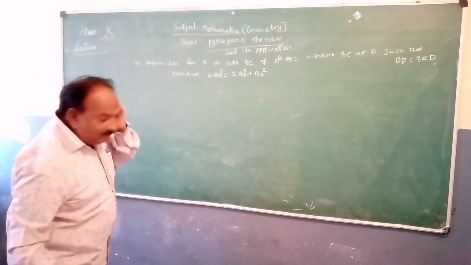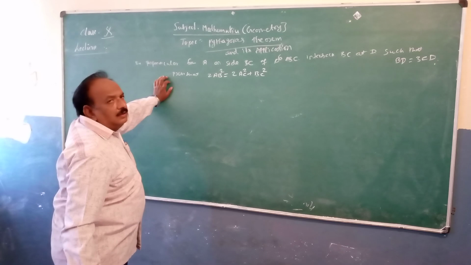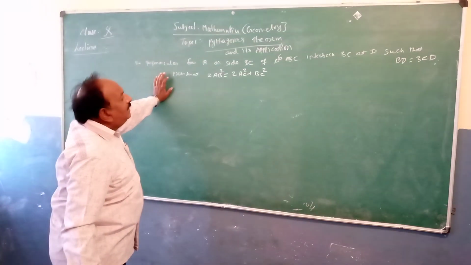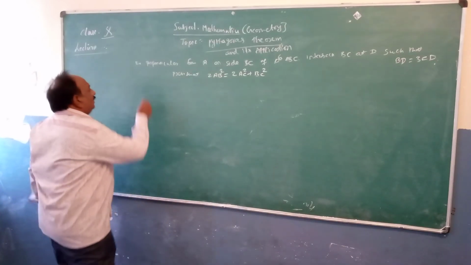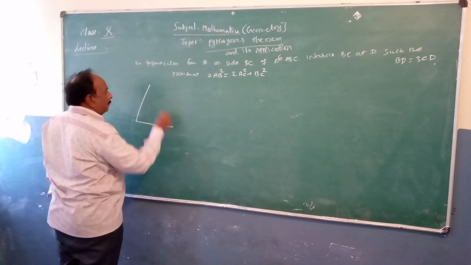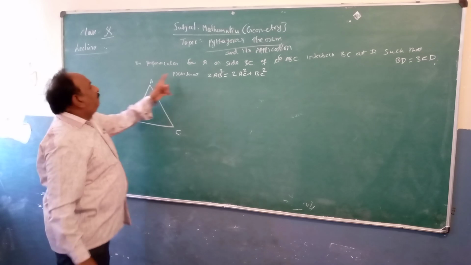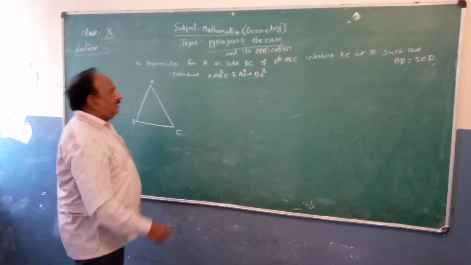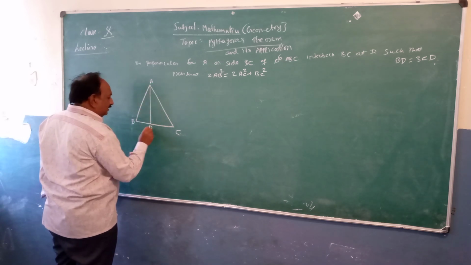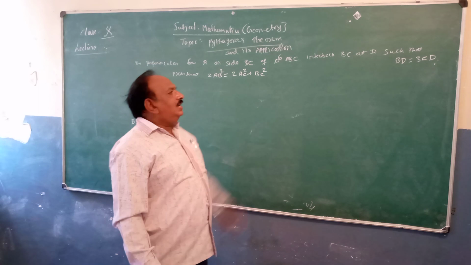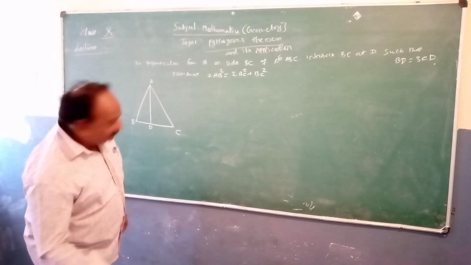This is a very important problem, students. This question is VVI quota, very important quota problem. Take down the triangle ABC. The perpendicular from A on side BC of triangle ABC intersects BC at D, such that BD is equal to 3CD.